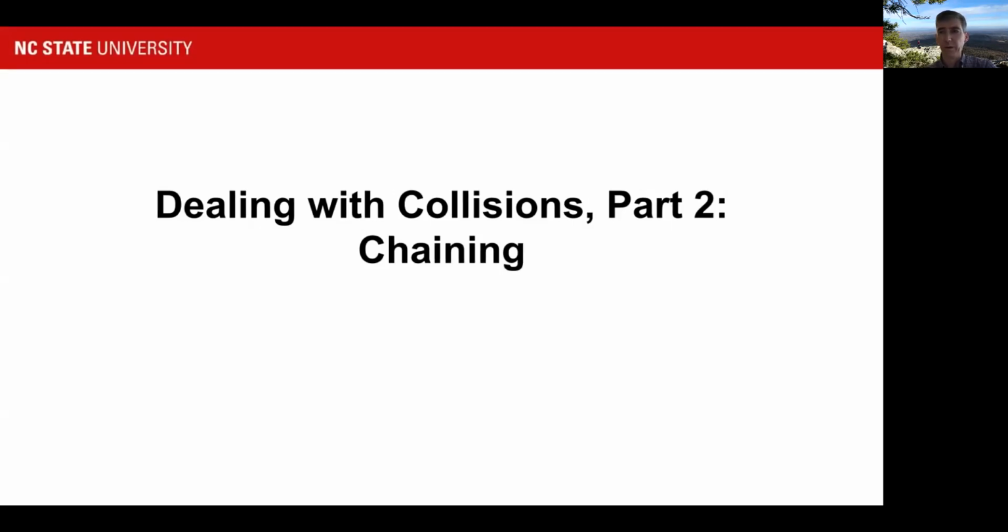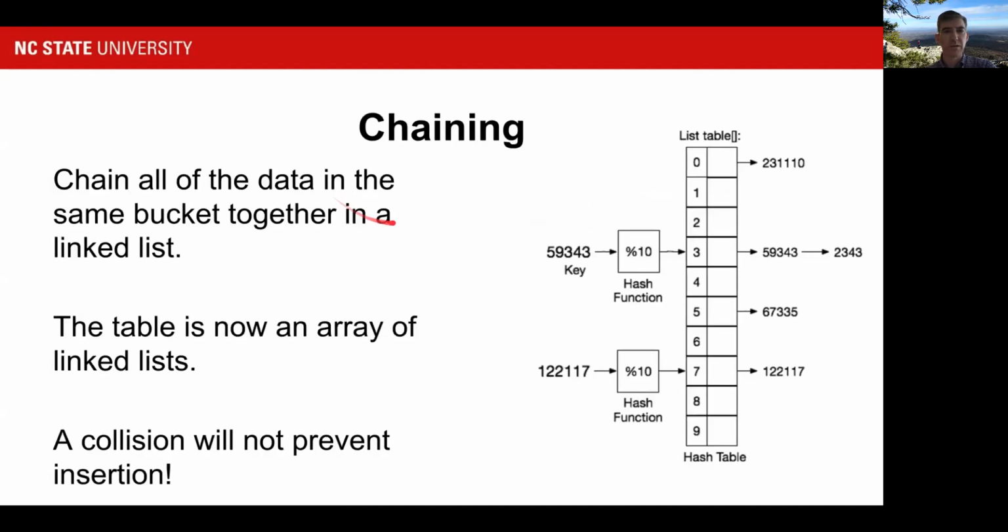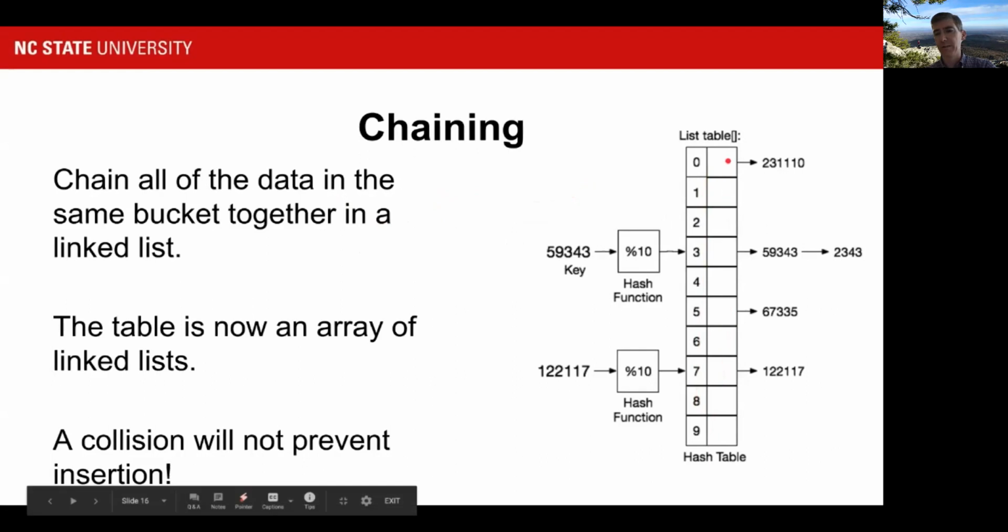Okay, now there is another way we can deal with collisions, and it's called chaining. The idea of chaining is that rather than looking elsewhere in the table to hold our data on a collision, we can just make our bucket hold multiple items. One way we can make a bucket hold multiple items is to make it a linked list. And so we're going to reimagine that our hash table array is really an array of lists.